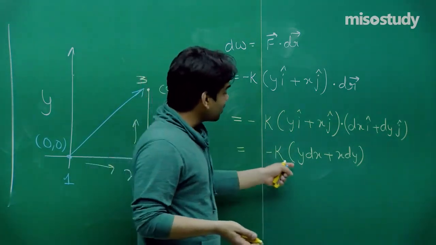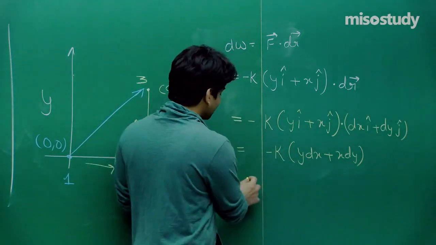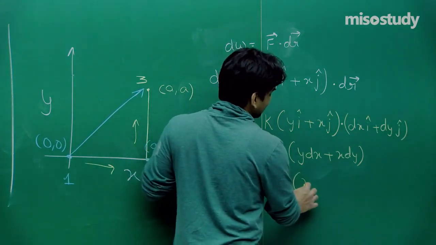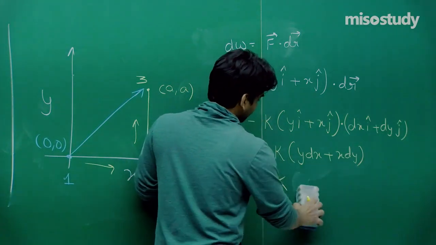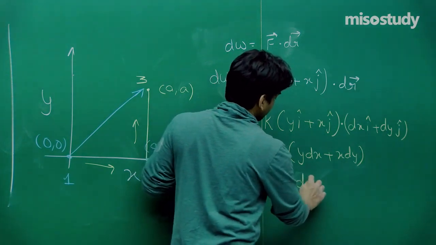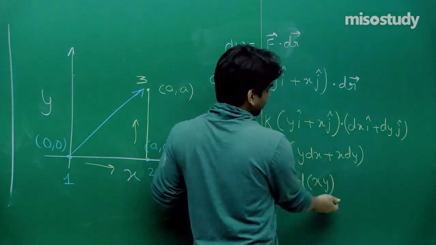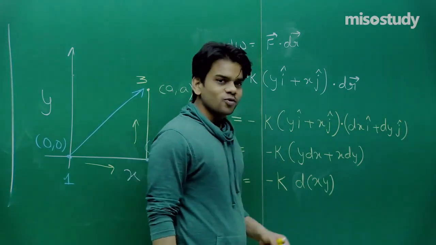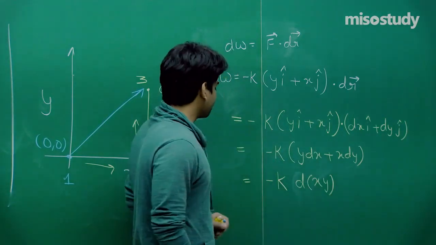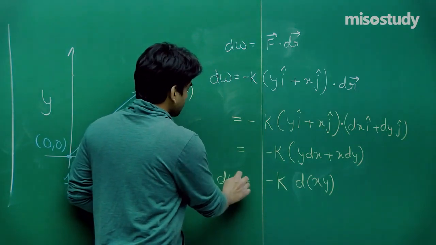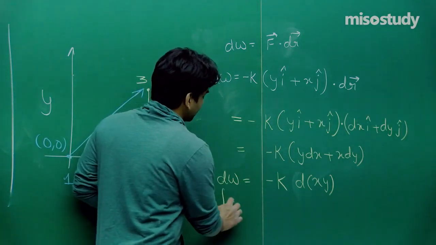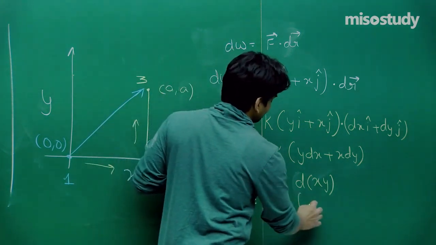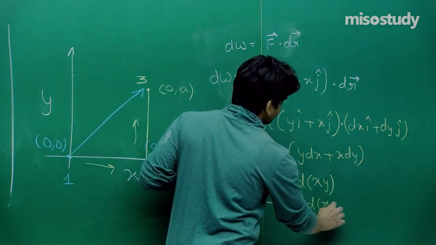Now you see here, I will write this term in a different way, minus k, and here we can write this as the differential d of xy. If you open this, you will get y dx plus x dy. So we can write this as the differential of the xy term. This is actually small work done. The total work done will be the integration of this dW, which will be equal to minus k integration of d(xy).